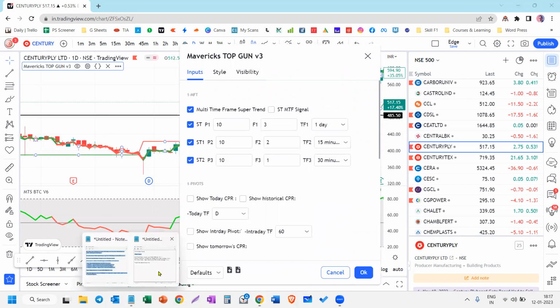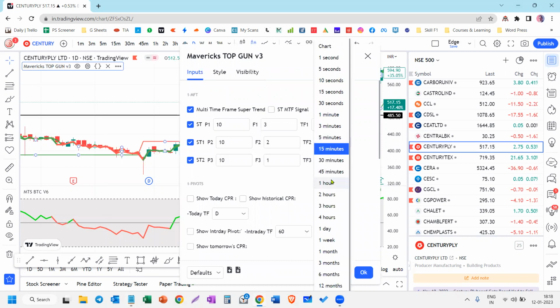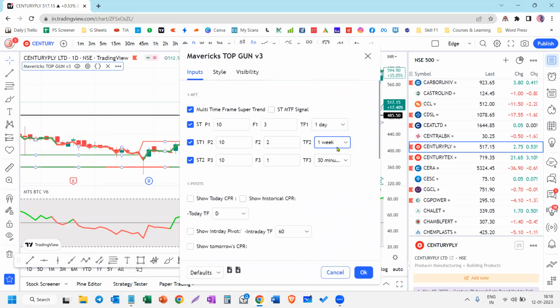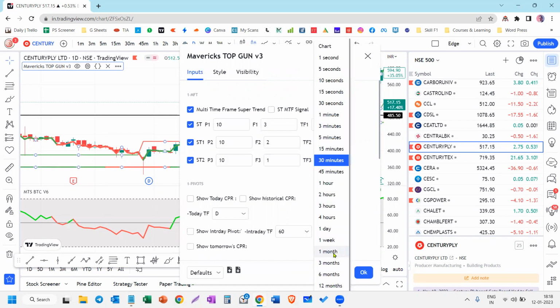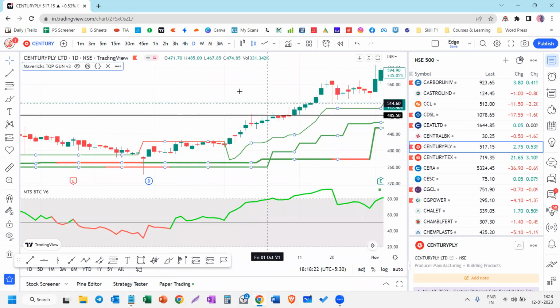What does our settings say after that? The second time frame will be higher than the trading time frame. So what is the higher? After day, it is week. And after week, it is month. The settings are 10-3, 10-2, 10-1. This will not change. So let's do it.